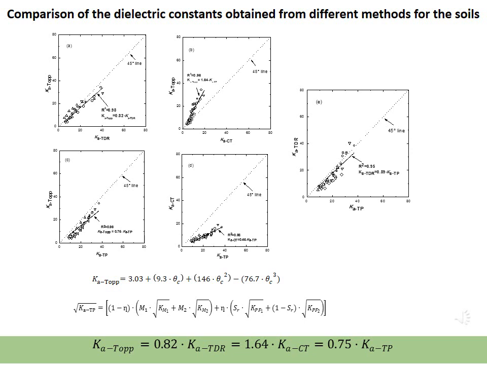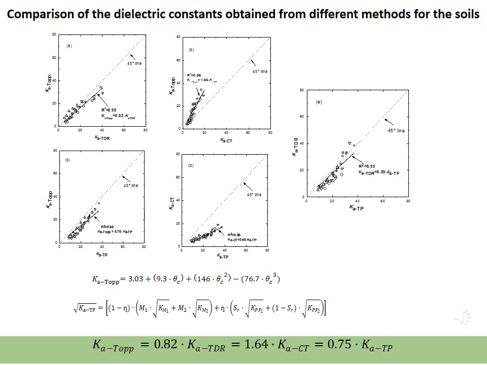Here I am going to explain the philosophy of comparison of the dielectric constants obtained from different methods for the soils. As TDR and capacitance probes employ the Topp equation to correlate dielectric constant and volumetric moisture content, dielectric constants obtained from TDR and capacitance probes of the soil samples were also compared with those obtained from the Topp equation. From this figure, it can be noted that a linear relationship exists between dielectric constants obtained from TDR and capacitance probe and Topp, though it appears to be an overprediction of TDR values and an underprediction of capacitance probe values with respect to Ka Topp.